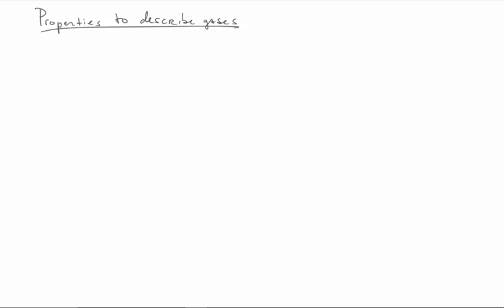Today what we're going to do is take a look at properties that we're going to use to describe our gases. Now there are 4 different variables that we'll use to define a state of a gas. The first one will actually be moles of gas.